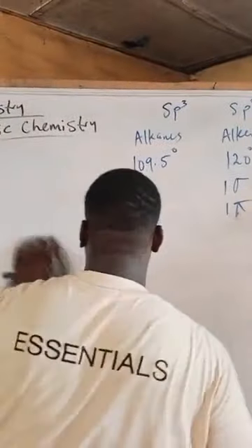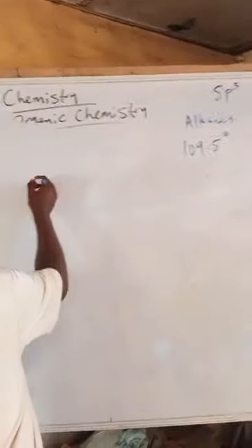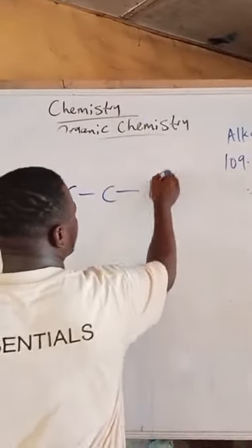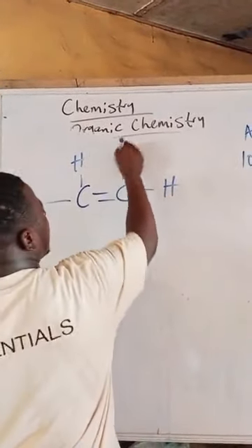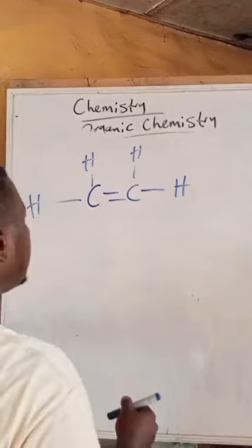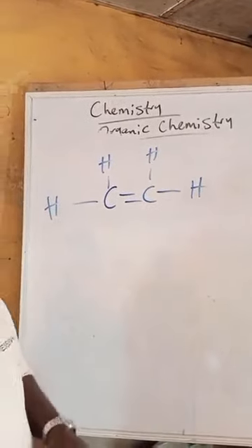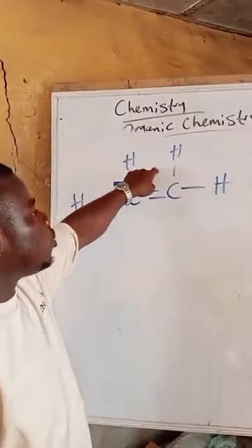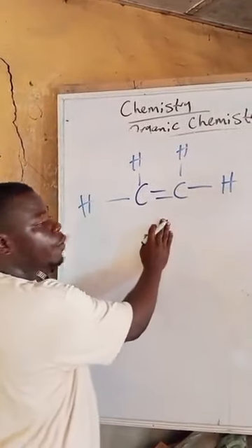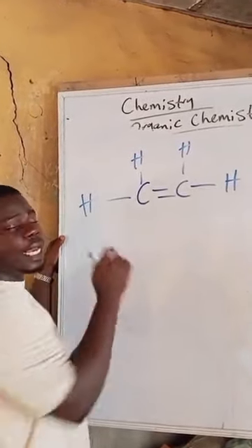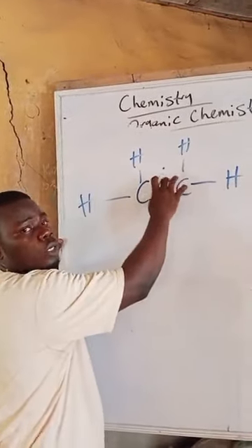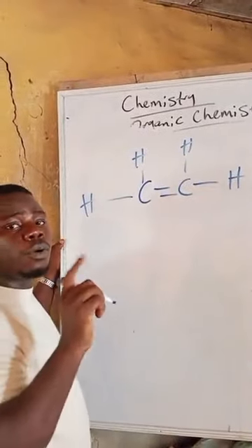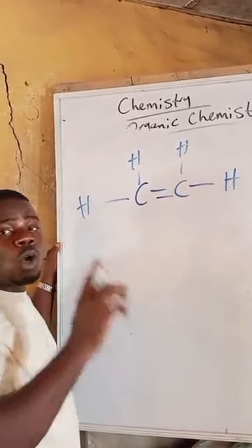So for example, if you have something like this, remember alkenes have double bonds, right? Now, if they ask us what is the total number of sigma bonds that is here, remember, alkenes have 1 sigma bond and 1 pi bond. That is, this double bond is coming with 1 sigma bond and, at the same time, coming with what? 1 pi bond.